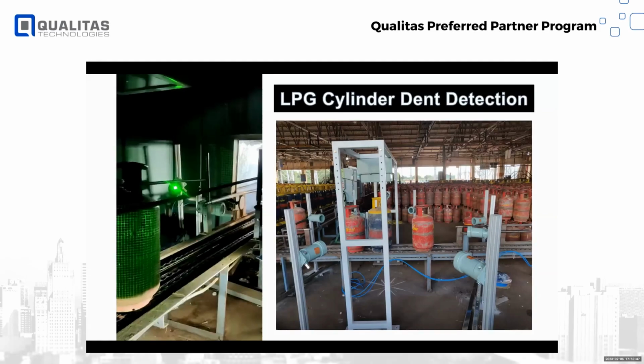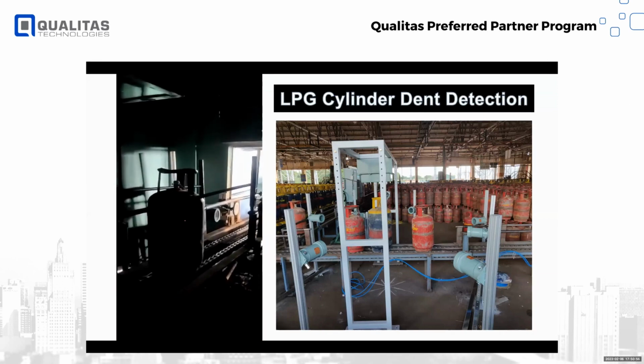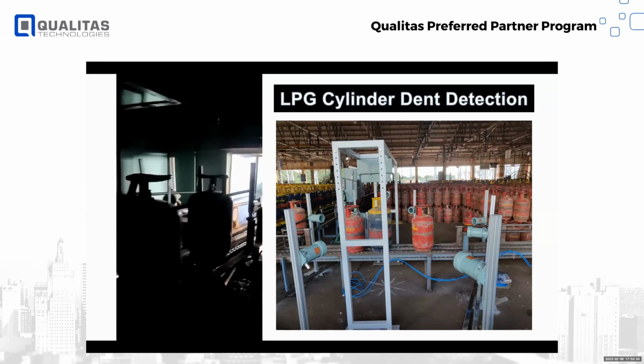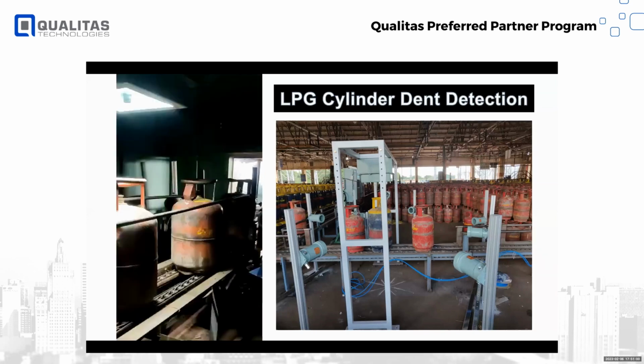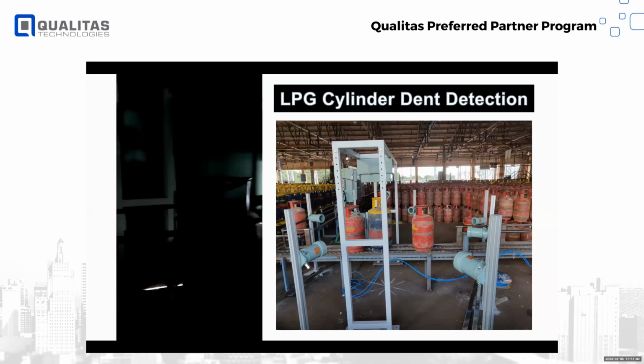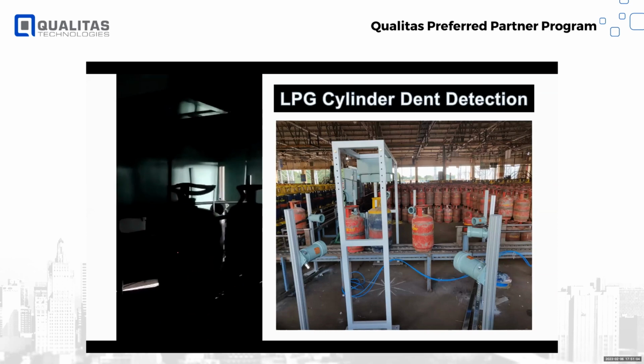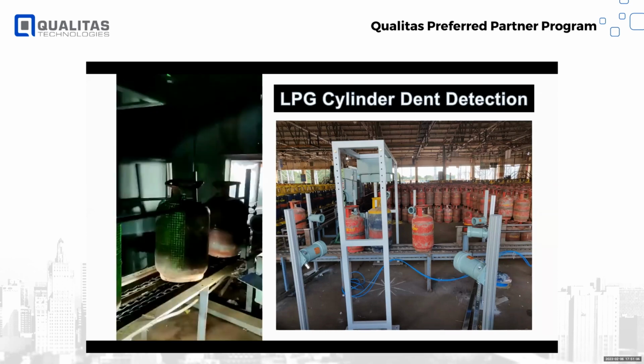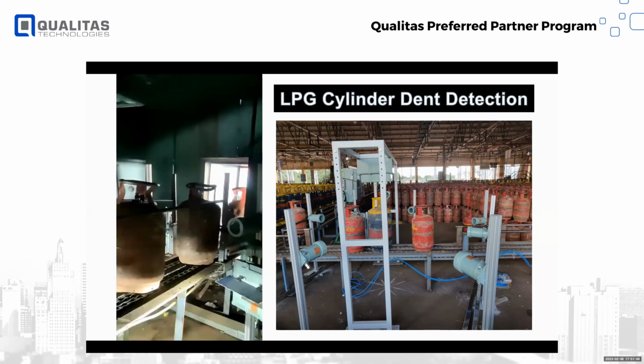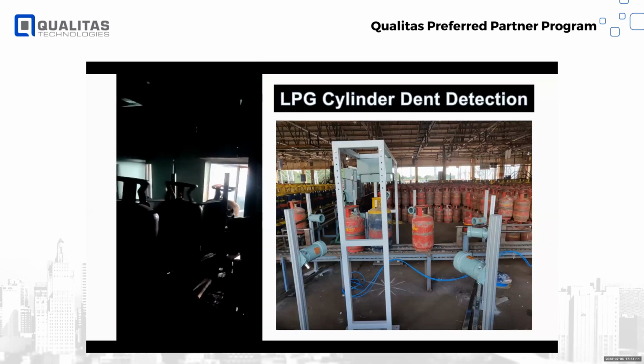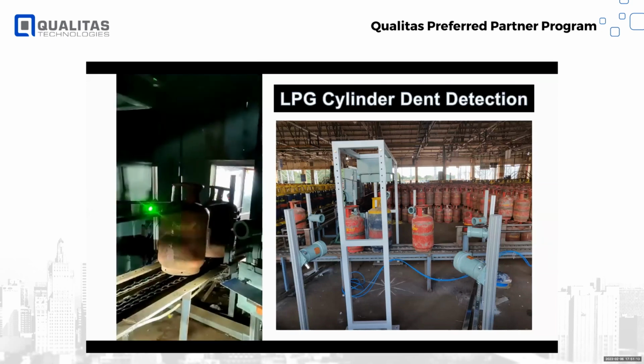So now we are going to go into a more complex application where you have an application where these cooking gas cylinders are moving on a conveyor, and the objective is to identify defects on the dent, the body, the top ring, the foot ring, etc. So you can see the setup on the right hand side and the live view on the left hand side, and you can see cylinders being rejected.